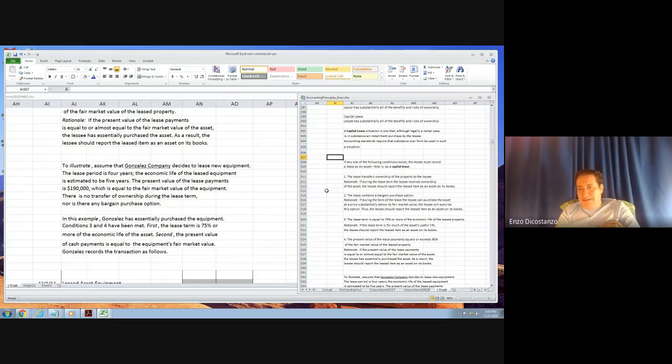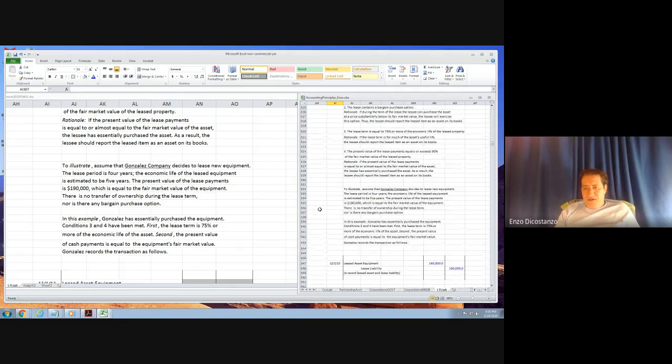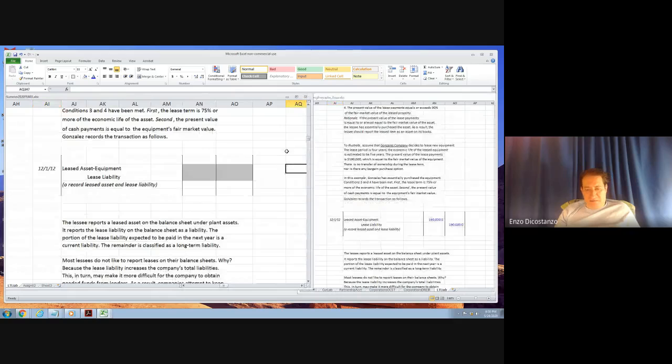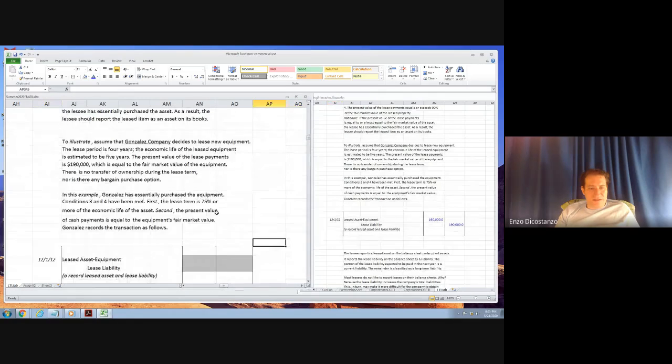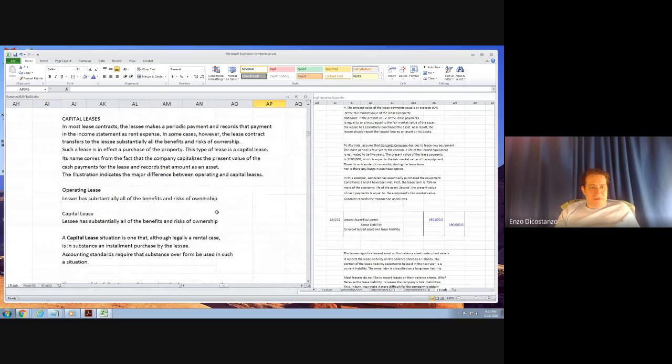Although legally a rental case, it is in substance an installment purchase by the lessee. Accounting standards require that substance over form be used in such a situation. That's all well and good. And again, what that looks like is here. So whatever this thing was, where's the example?